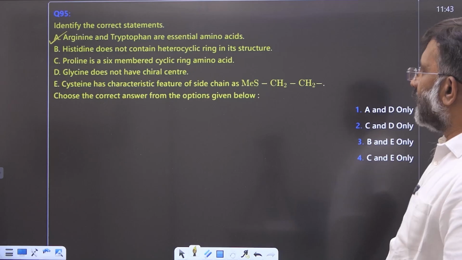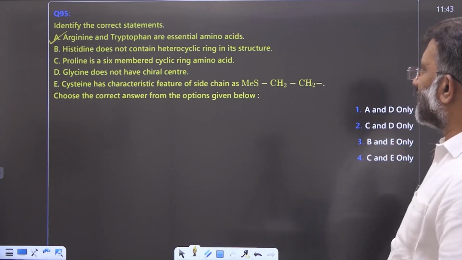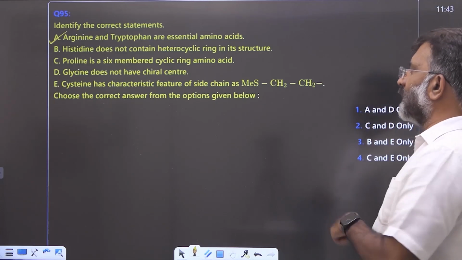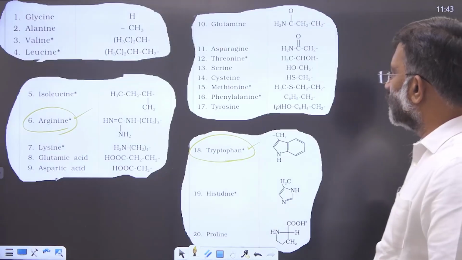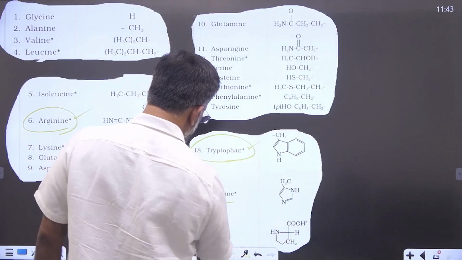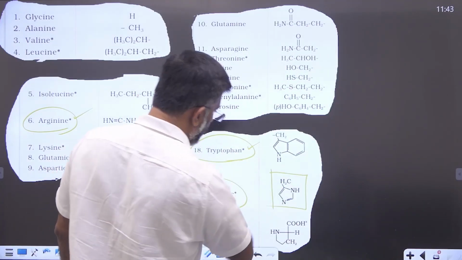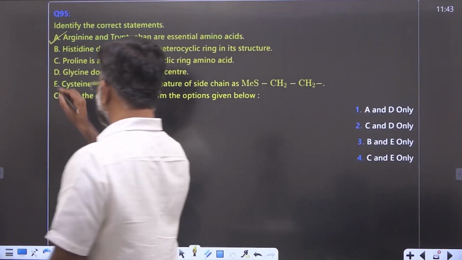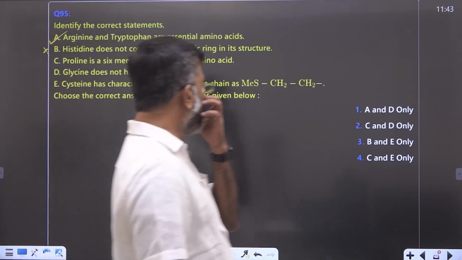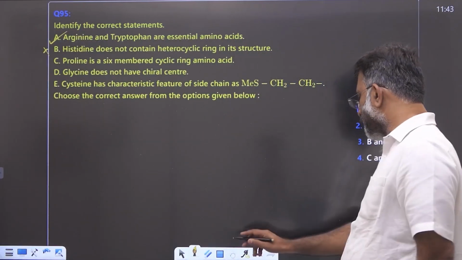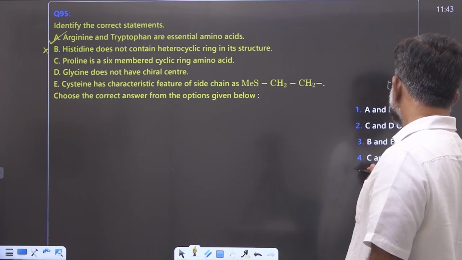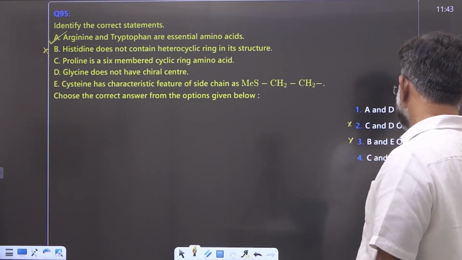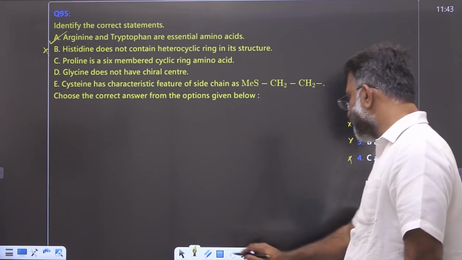Option B, histidine does not contain heterocyclic ring in its structure. You see histidine, this is histidine and there is a heterocyclic ring in the structure. It is a wrong statement. So A correct, B wrong. A correct, this is out. B wrong, this is out. We get the answer straight away.